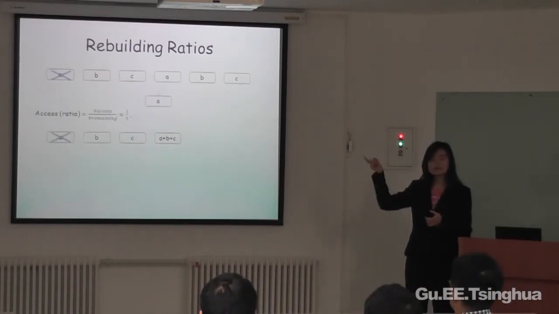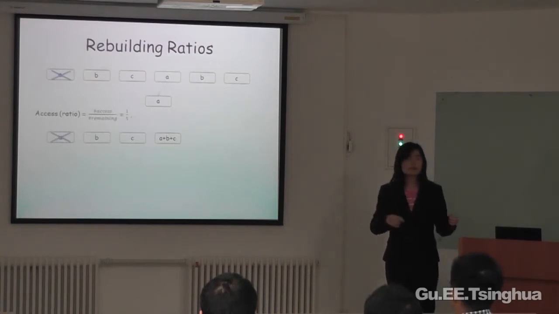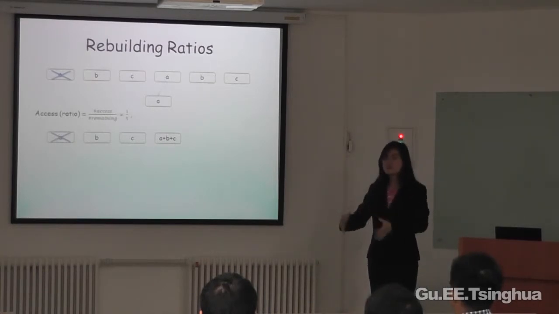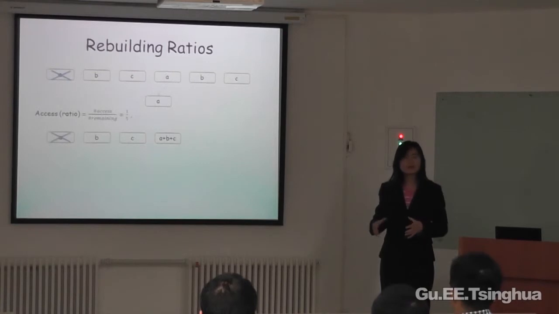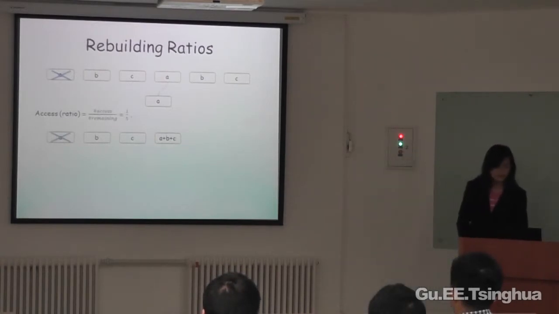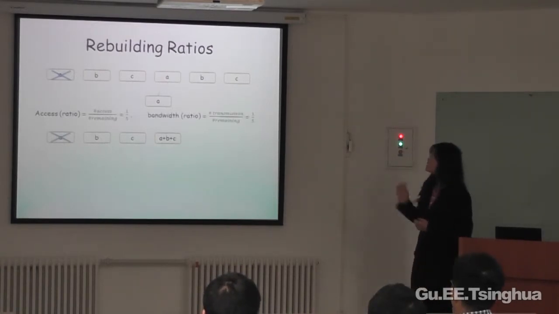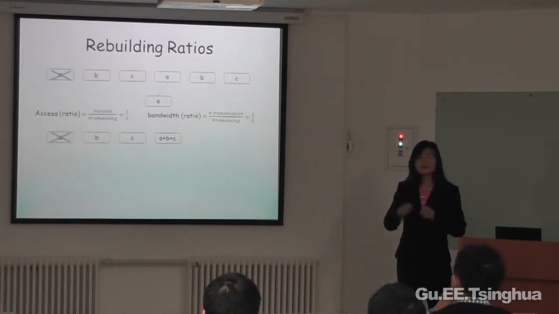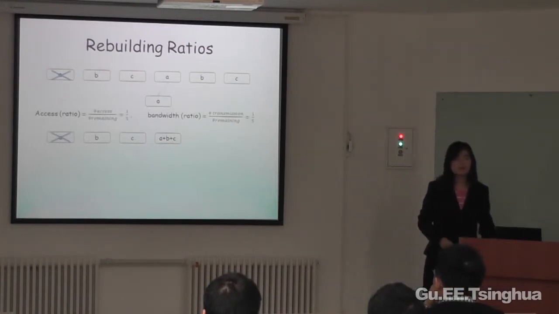Suppose that I lose the first node. What I do in the data center is buy a new disk and put it there and try to store the value of A. So I transmit the value of A to my new disk. We say that the bandwidth ratio is the number of transmitted elements divided by the total number of remaining elements, which is also 1/5.